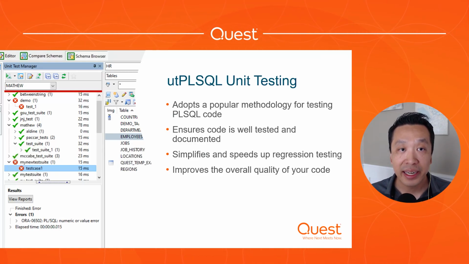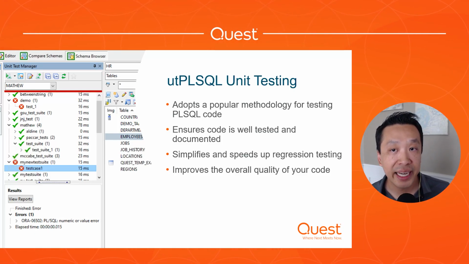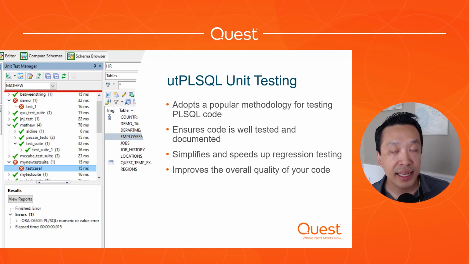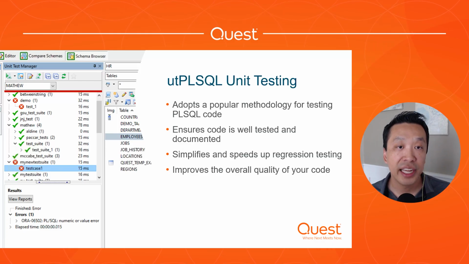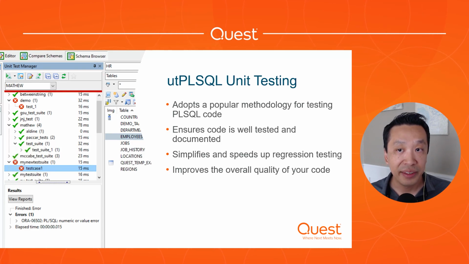One of the things that we've added is utPLSQL unit testing. It's a very popular framework for designing and testing your database code, but it can be a bit of a chore to do. So in the newer versions of Toad, we have tools inside the Toad UI to help you build out these test cases, run these test cases, and report on them. Having well-tested code is another way that Toad ensures the security and efficiency of your database. Overall, this makes your database more secure, and that's what we're all about here.